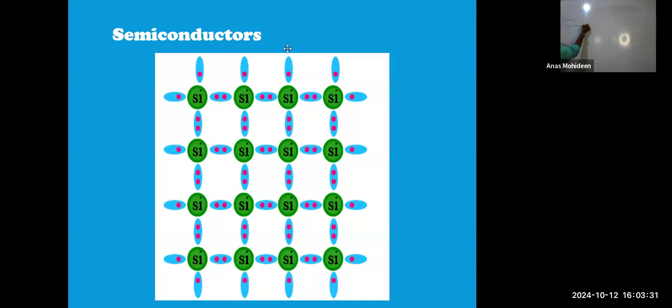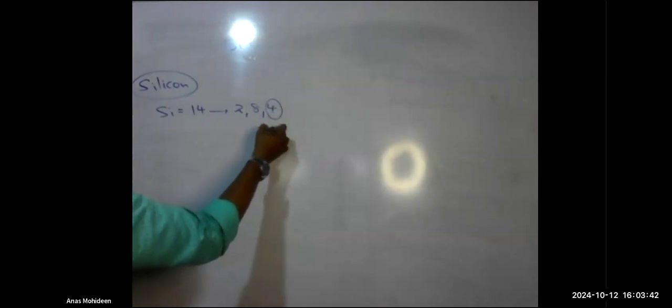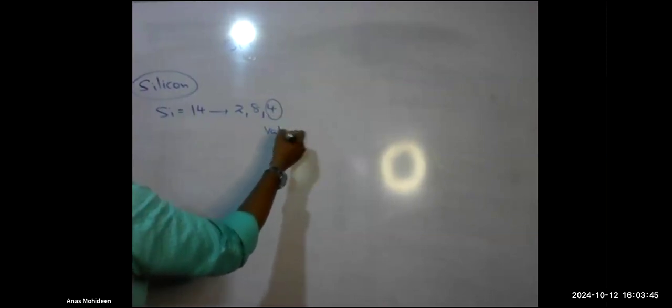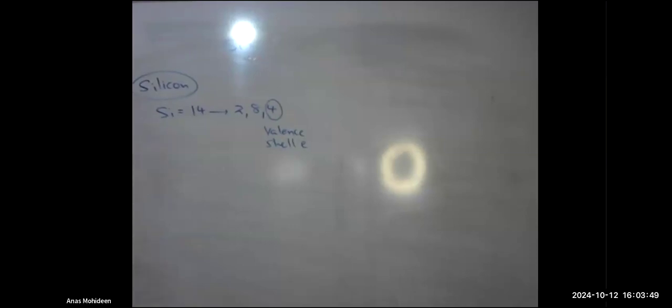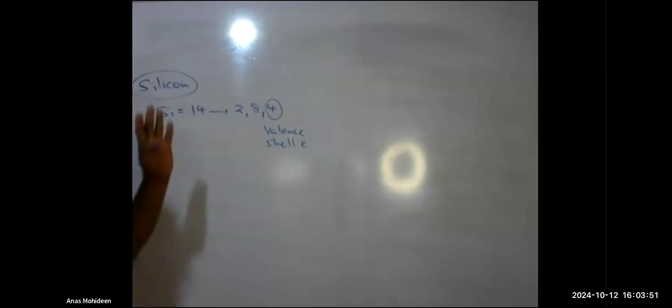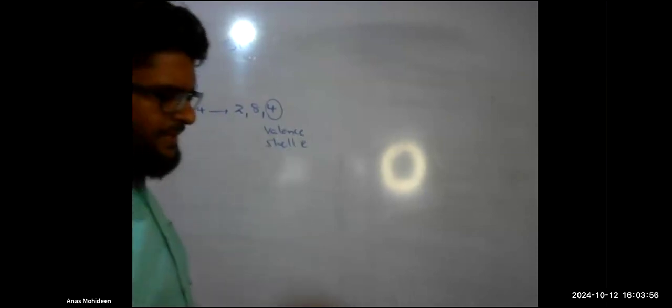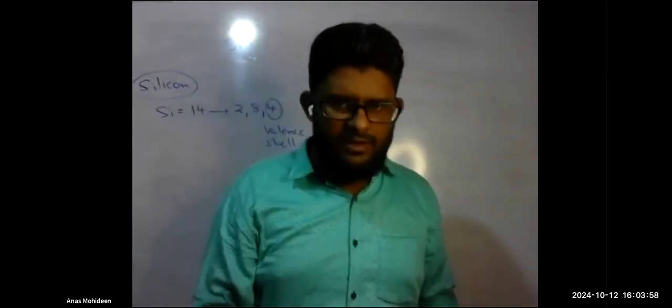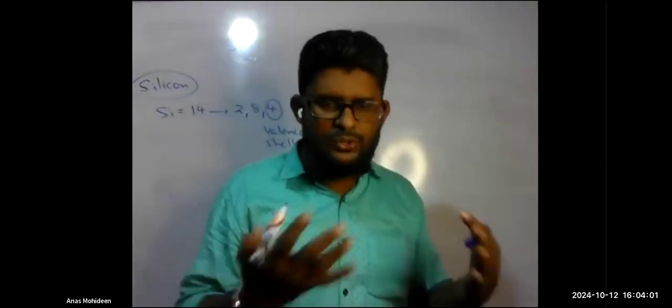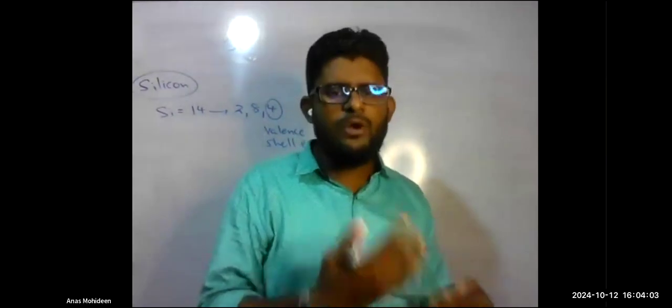So 14 means 2, 8, 4. This is the electronic configuration. That means how many electrons are there in the outermost shell? These are the valence shell electrons, right? Valence shell means outermost shell electrons. So you see, silicon has only 4 electrons in the outermost shell, and if it wants to become stable, it has to share 4 more electrons.